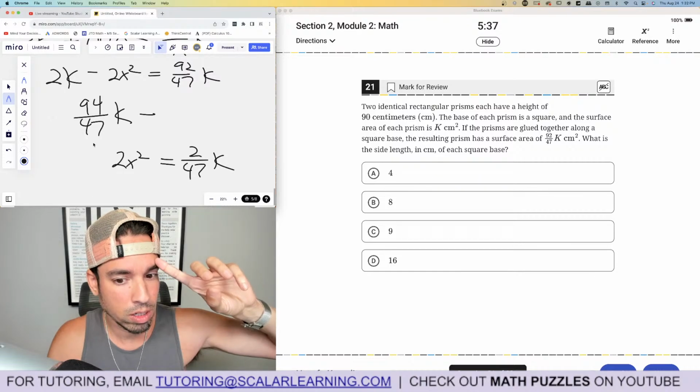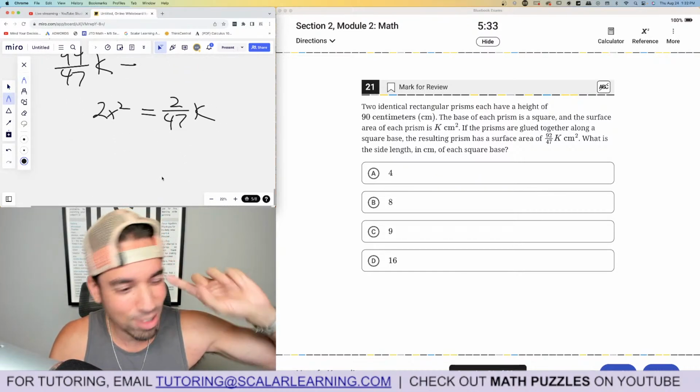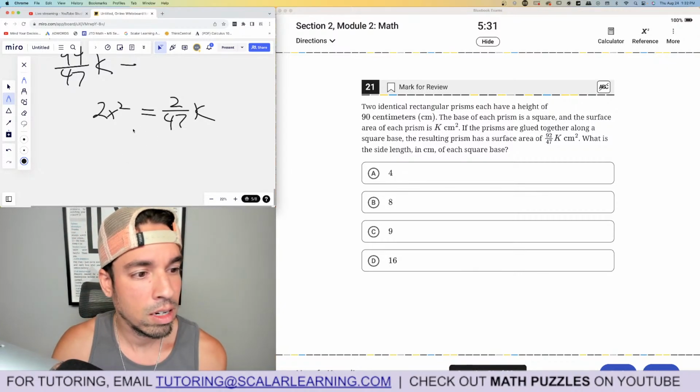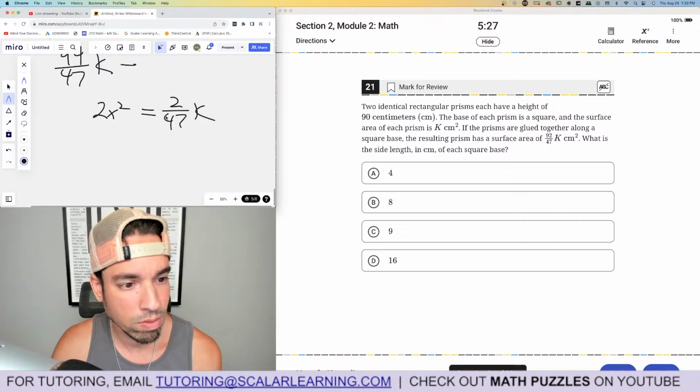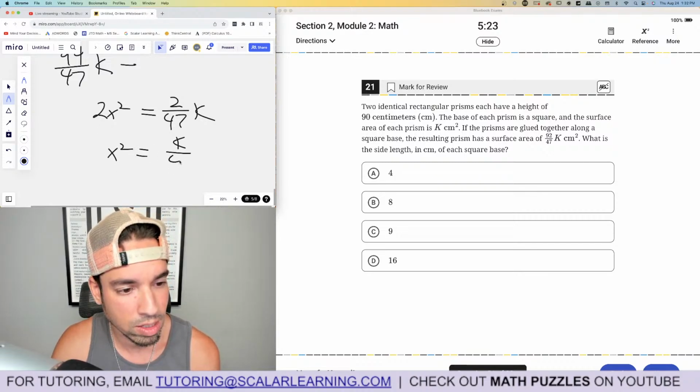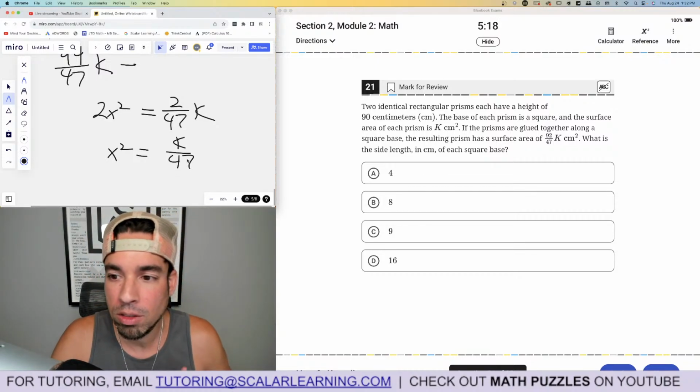Okay, where can I go with this? Hold on. See, I knew this was hard. Wait, and then x squared, what is the side length? Then we divide by 2 and we get x squared equals k over 47. Man, we get a value. Okay, hold on, there's got to be another way to do this.